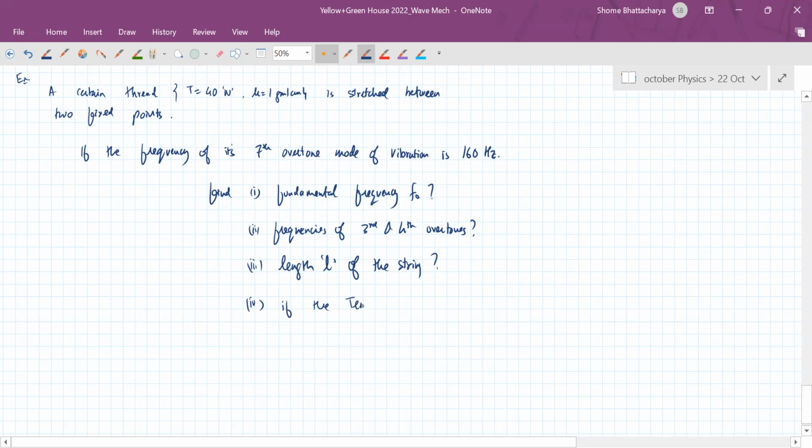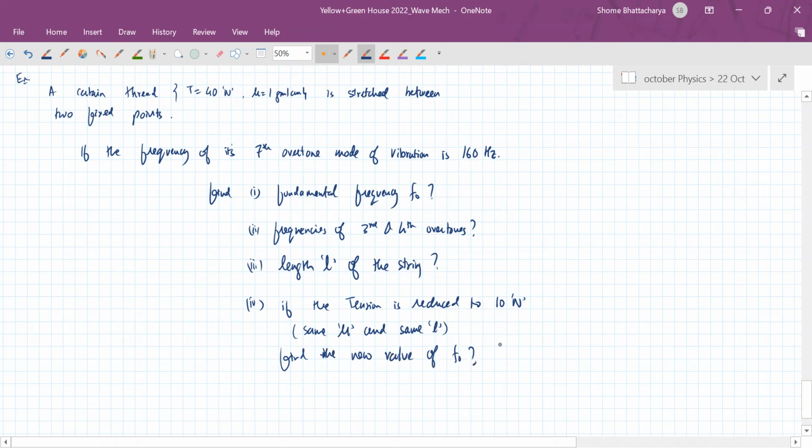Okay, and now fourth part, if the tension is reduced to 10 newtons for the same linear mass density and same length, find the new value of the fundamental frequency f naught. Okay, so just try this out, people. We'll discuss.